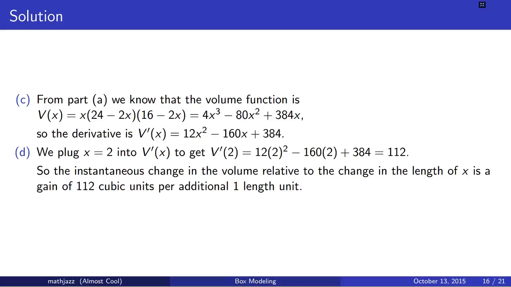To sum up, since v prime of 2 is positive, that means that making x a little bigger, that is cutting a little bit more out of the corners, will make a little bit bigger volume of a box. And if v prime of 2 were negative, that means cutting a little bit more out of the corners would make a little bit smaller of a box.